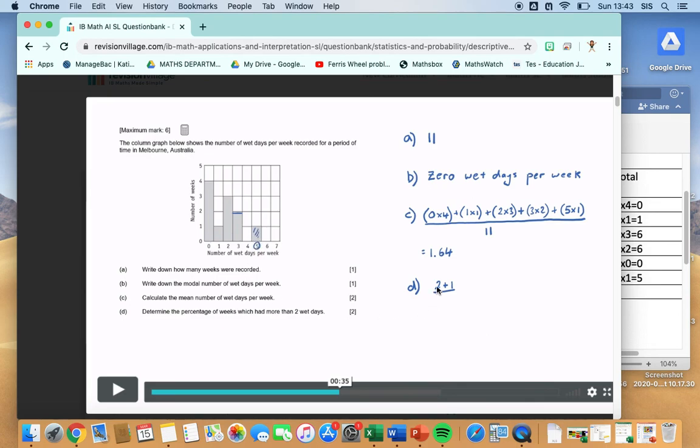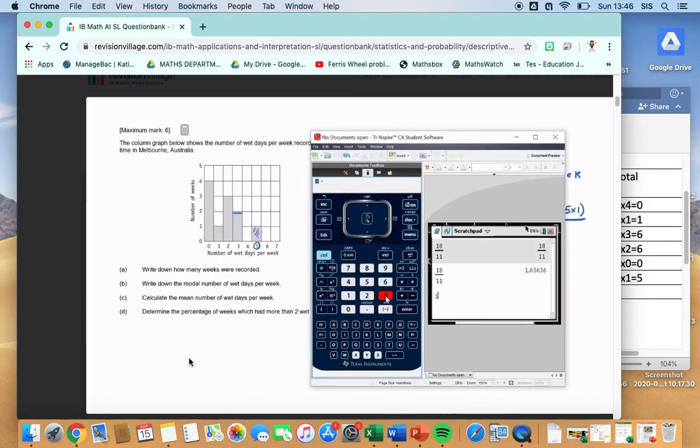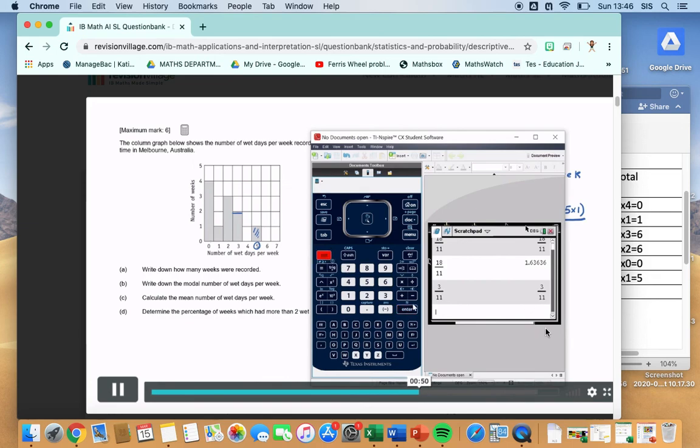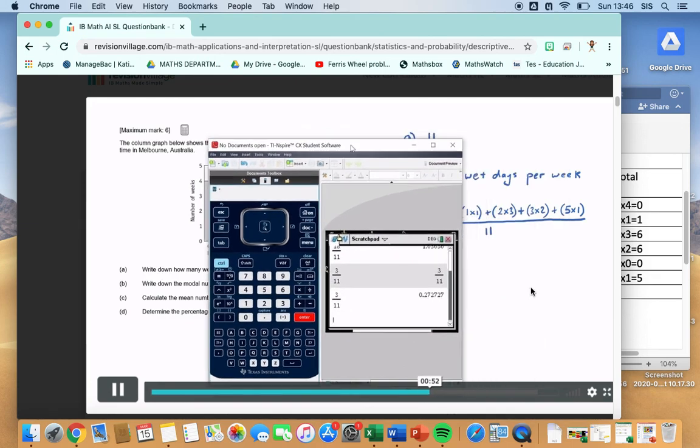So the percentage of the weeks is going to be to do with a fraction which we're going to generate now. The numerator is going to be 3 and the denominator is going to be all of the weeks altogether, which is 11. And then if we write this as a fraction, we're going to get 3 out of 11. Now, if you write this as a decimal, we're going to get the decimal 0.2727.